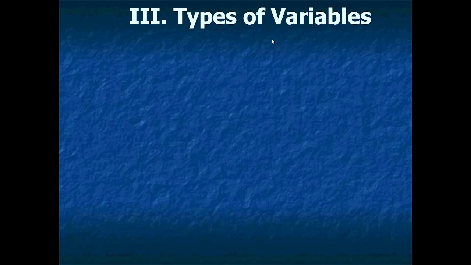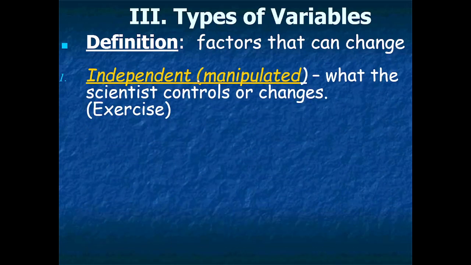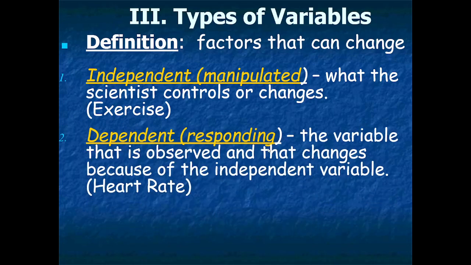And for our experiment, there are many different types of variables, which are factors that can change. We have the independent variable, which is what the scientist controls or changes, which in this situation is the exercise. We have the dependent variable, which is the variable that is observed that changes because of the independent variable, which is the heart rate. So the independent variable is a thing we can change, and the dependent variable is a thing that changes because of the independent variable.